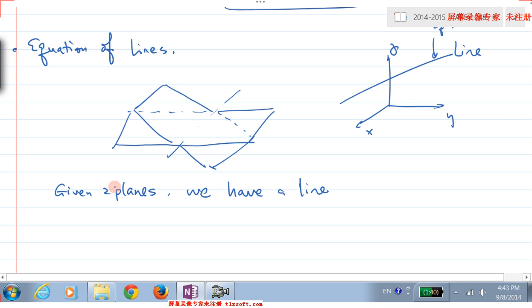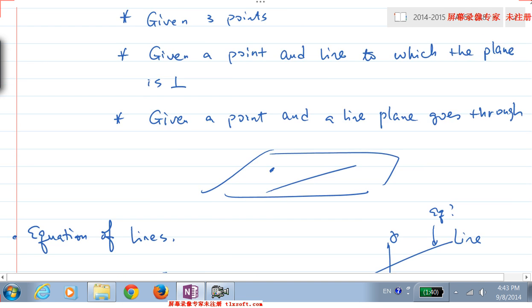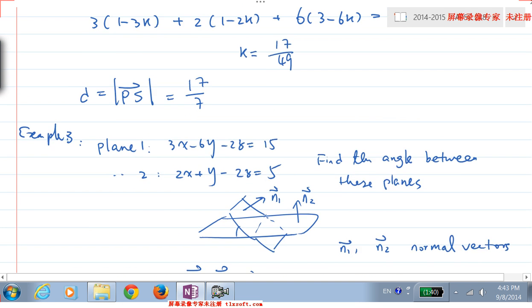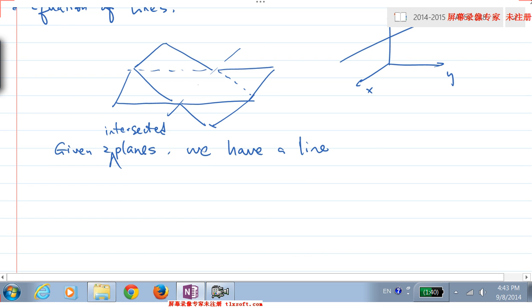So given two intersecting planes, we have a line. But this is definitely not so clear, not like a plane equation. Look at the plane equation: ax plus by plus cz equals d. You plug in x, y, z, and that's a plane equation. But if you give me two planes, what line are we looking at? It's not clear. So we need a little alternative approach here.